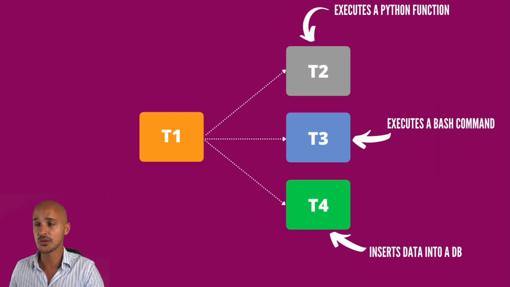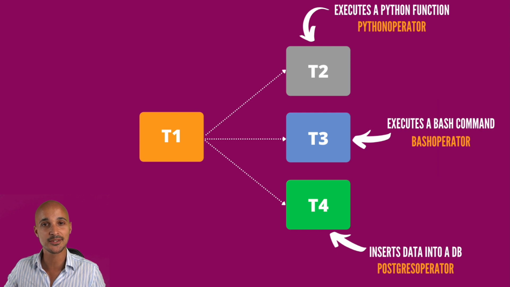For example, you want to execute a Python function. You will use the Python operator. You want to execute a bash command, you will use the bash operator. You want to insert data into a database, you might use the Postgres operator. So depending on the action you want to trigger from your DAG, you will use the corresponding operator. And Airflow has a ton of different operators. Keep in mind that an operator is nothing more than an object encapsulating the job that you want to run in your DAG. And each time you add an operator in your DAG, you are in fact adding a new task. That being said, you know everything you need in order to jump into the code.